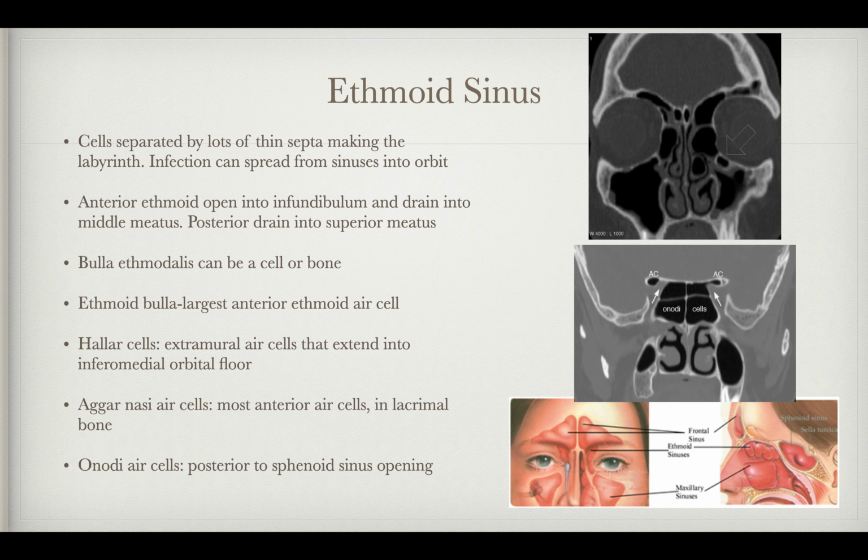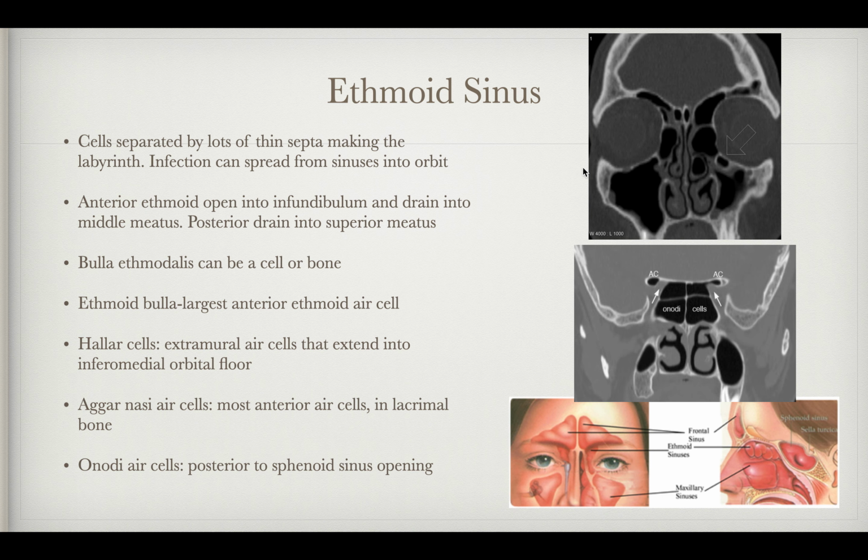So the ethmoid sinuses are separated by a lot of thin septa, making the labyrinth, and then this is particularly bad because an infection can spread from the sinus right into the orbit and cause a whole lot of problems. It can cause cellulitis around the eye, and that can lead to blindness.